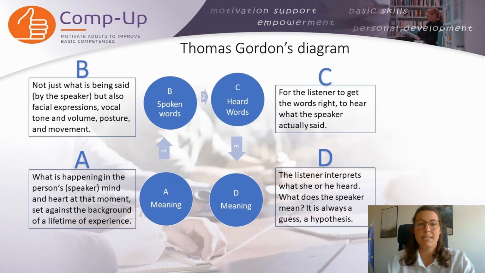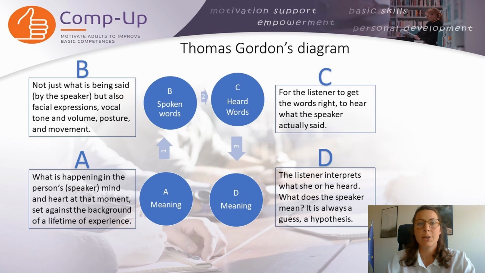The diagram consists of 4 circles, A, B, C, and D, and 3 arrows, 1, 2, and 3. The 2 circles on the left, A and B, represent the person that is speaking, and the 2 circles to the right, C and D, represent the person that is listening. This diagram is helpful to understand what is happening when we communicate and how it can go wrong.